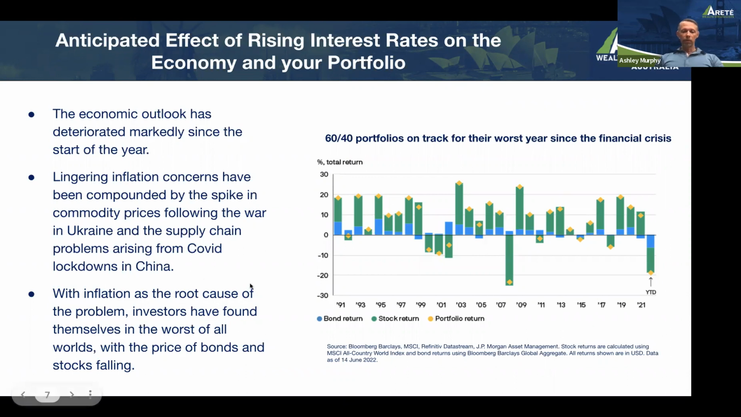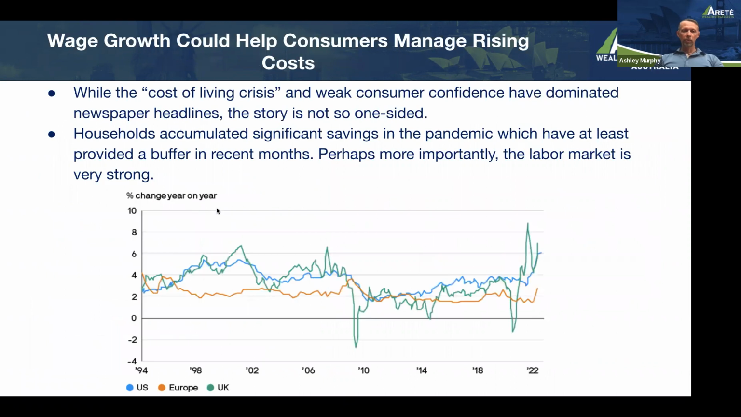And that third bullet point really says what I've been saying here, talking about the performance of that 60-40 portfolio. Wage growth is helping to a degree offset some of these rising costs. However, the full story is a little more complicated than that. I do have another slide. I can't show it right this moment, but it does show that inflation has outpaced wage growth.